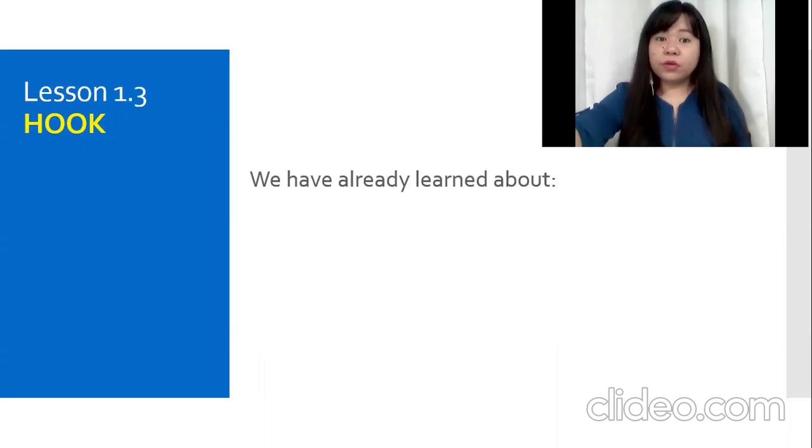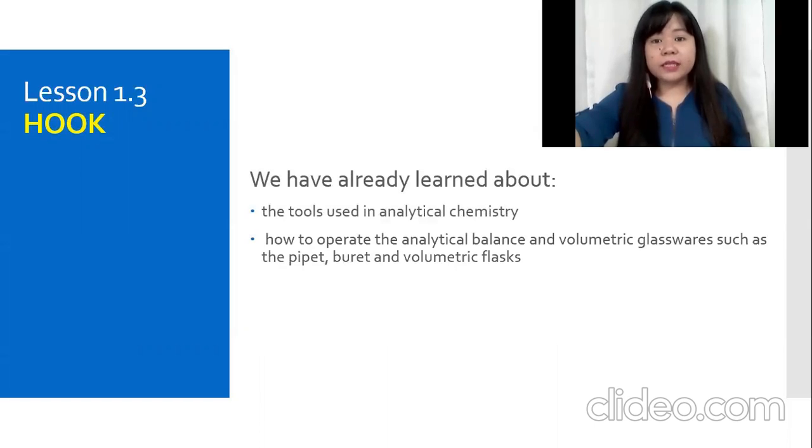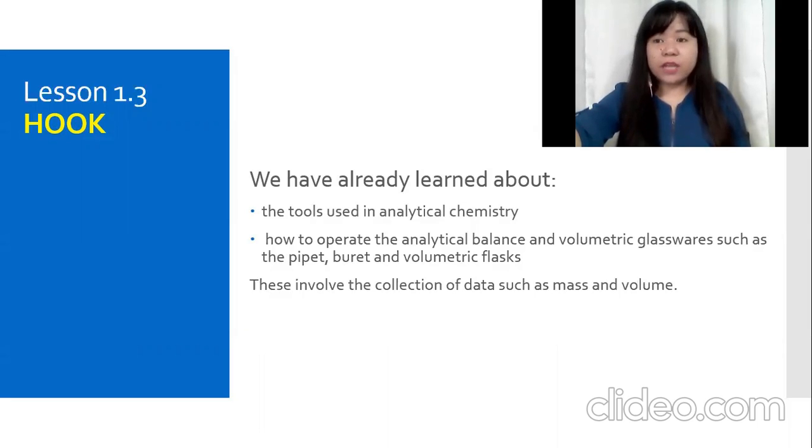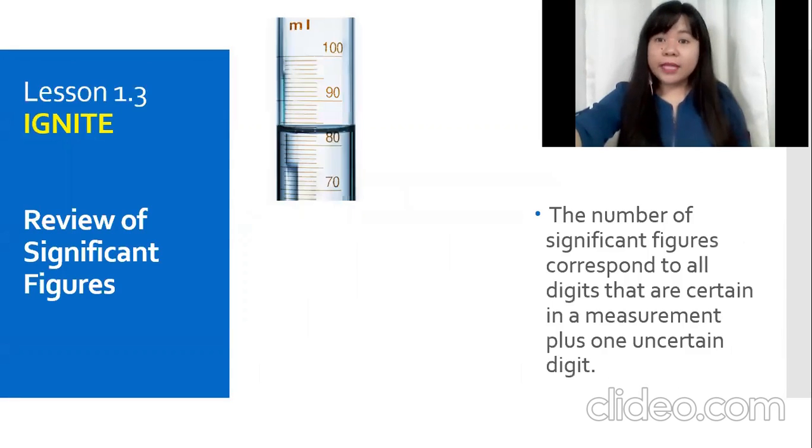From the previous modules, we have already learned about the tools used in analytical chemistry, how to operate the analytical balance and volumetric glasswares such as the pipette, burette, and volumetric flasks, and these involve the collection of data such as mass and volume. So how many digits do we retain when using the recorded mass or volume in calculations? That can be answered by significant figures.